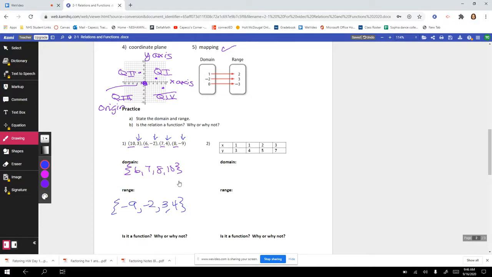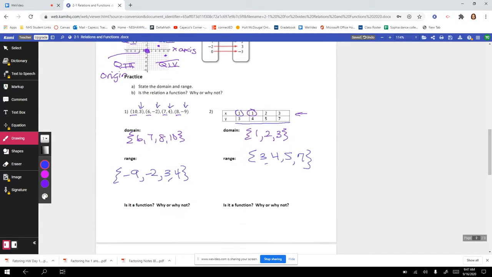Okay, now we'll do the next one. Talking about domains. Again, this one's a little easier to see visually because it's in a table. So I'm going to list 1. Now, 1 is listed twice here. When I'm listing the domain, I only list each one once. Range, the same thing. I have all my values here. So I have 3, 4, 5, and 7.